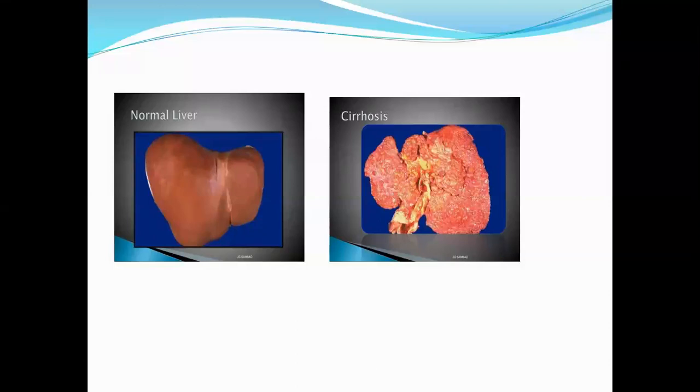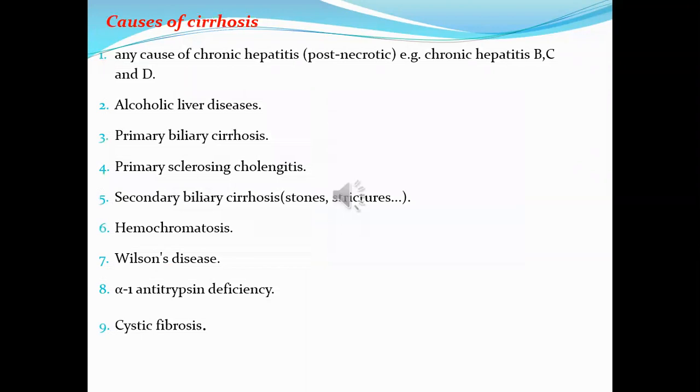What are the causes of liver cirrhosis? There is a wide spectrum of causes leading to liver cirrhosis, from the common to the less common. The most common cause of liver cirrhosis is chronic hepatitis, post-necrotic hepatitis, for example hepatitis B, hepatitis C, hepatitis D, and so on. Alcoholic liver disease: chronic alcoholism can lead to liver cirrhosis.